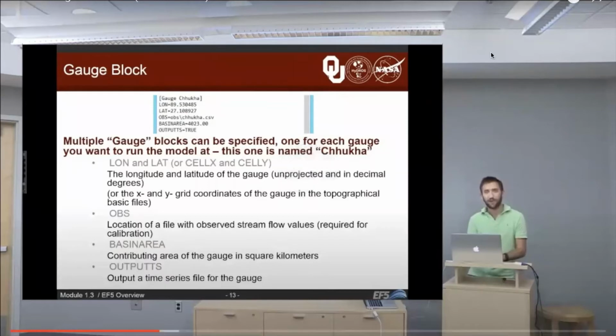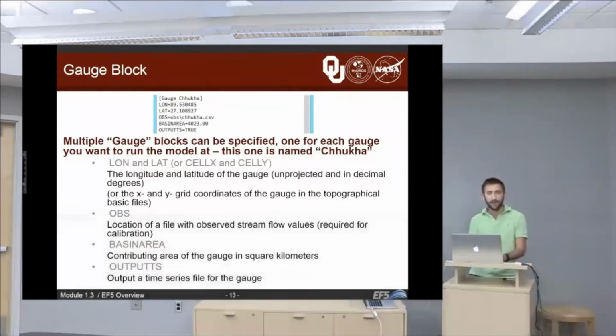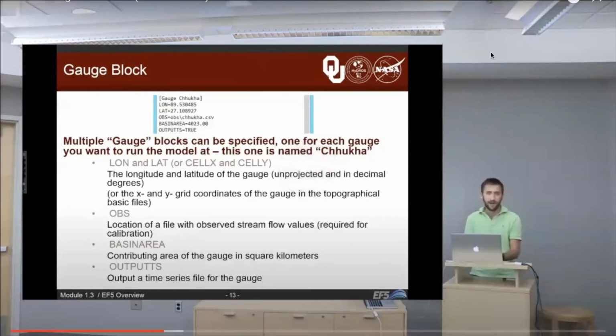You could also do that using alternate options called cell X and cell Y. So if you're working in grid cell space and you just want to tell EF5, my gauge is the 50th cell to the left and the 25th cell to the north, then you use cell X and cell Y. But for most applications, it's probably easier to just use latitude and longitude. OBS, that's the file path. En general, se recomienda utilizar la longitud y la latitud sin proyectar y, de nuevo, en grados decimales.